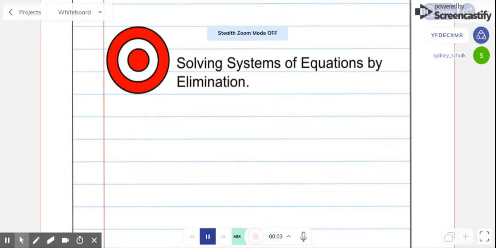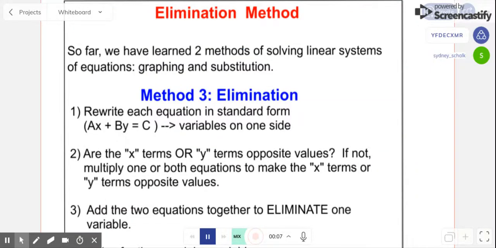Hello, 7th graders. Today we're going to learn about solving systems of equations using elimination. Okay, so we've already learned about solving linear systems by graphing and substitution. The last one is elimination.